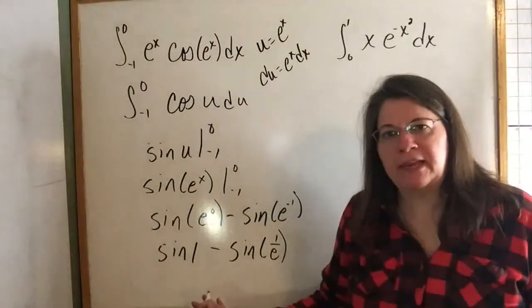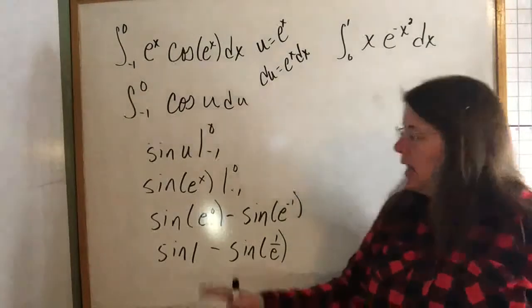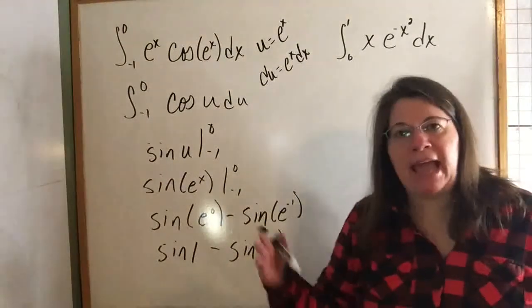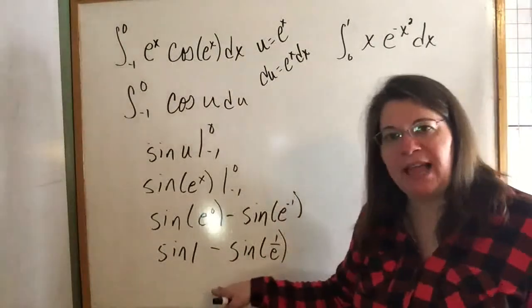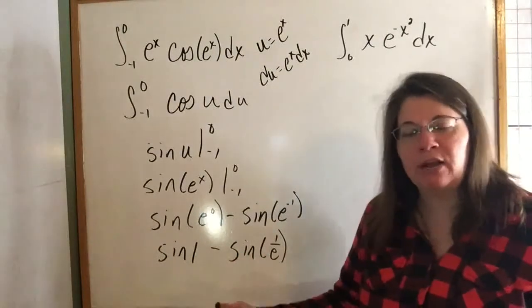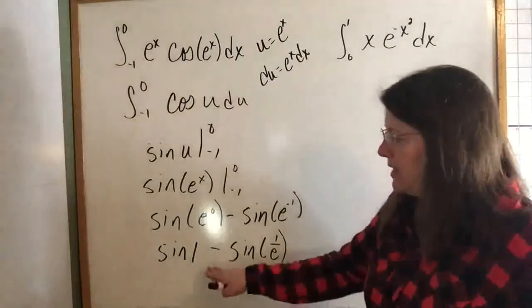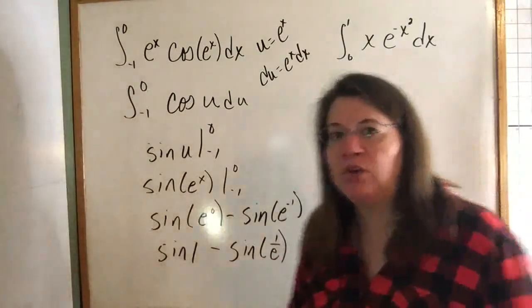You could plug that in the calculator and get a decimal. I tend to just leave it like this unless they ask me to solve it further. I usually just leave it like this. This is an exact answer. If you get a decimal, you have to round. It's no longer exact. So I tend to like the exact answers if I can use that.